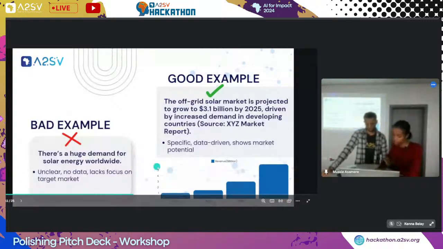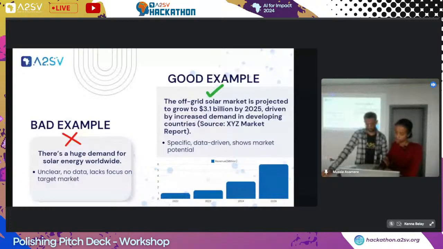Okay, so first let's look at the example. In a bad example, we would have: there's a huge demand for solar energy worldwide. Now, this really doesn't have any clear data. It doesn't focus on specific target markets, and it's vague. It's not very clear. So instead, we could say the off-grid solar market is projected to grow to 3.1 billion in 2025, driven by increased demand from developing countries. And you can also cite your sources where you found this data to make it more credible.